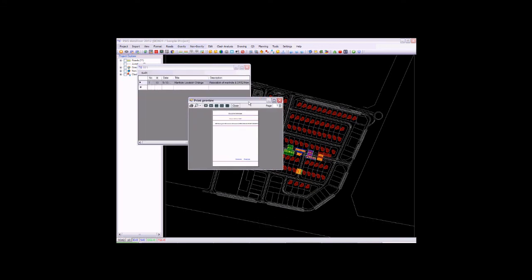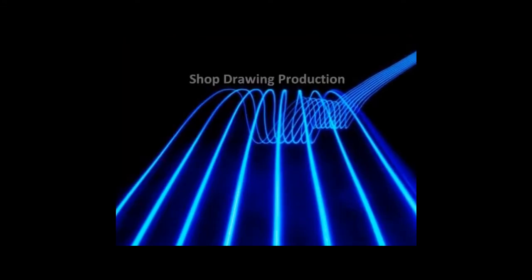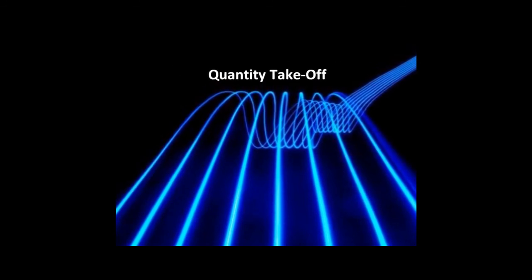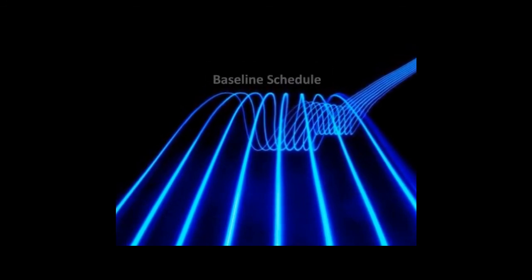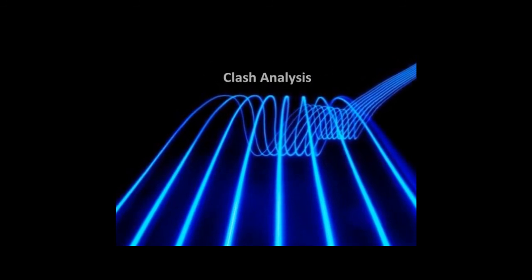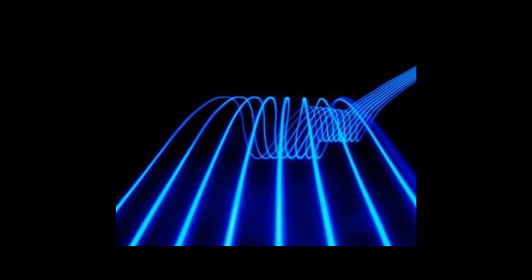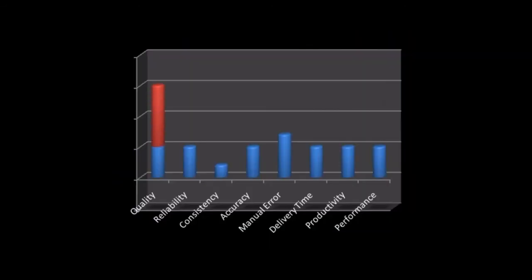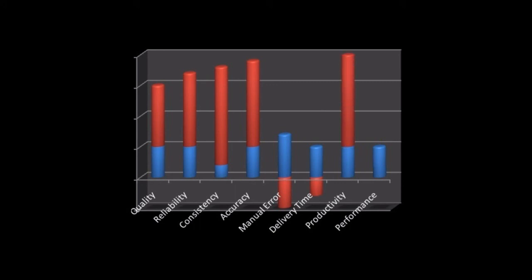In short, PMS Mobilizer allows you to generate shop drawing production in CAD, quantity takeoff in Excel, and baseline schedule preparation in Primavera after conducting clash analysis. This method multiplies your project handling capacity with improved quality, reliability, consistency, accuracy, minimizes manual error and delivery time, and increases productivity and performance.